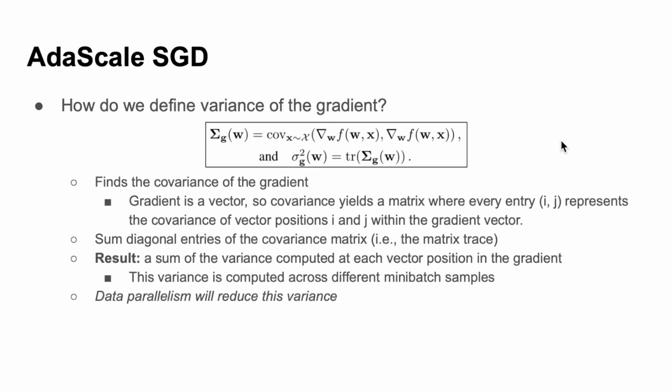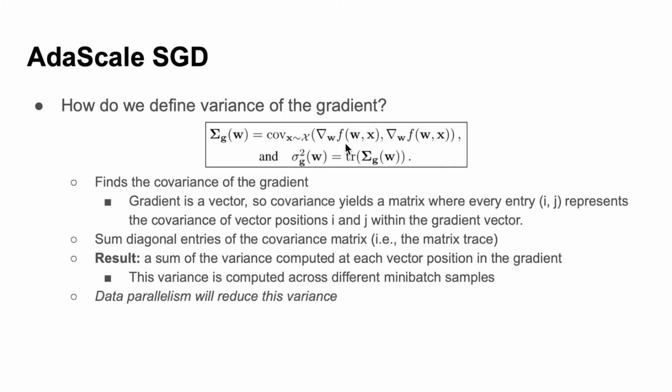We need some background information about how we define the variance of our gradient, because this will serve as the core of the AdaScaleSGD algorithm. The expression for the variance of the gradient that's given in the paper can be seen here. It starts out by taking a covariance over a mini batch drawn from our data set, and this covariance is taken over the gradient of our loss at that mini batch.